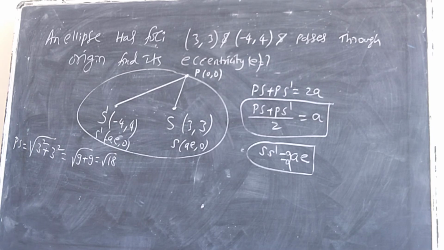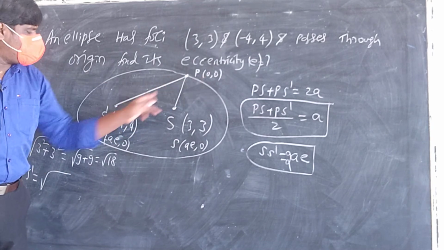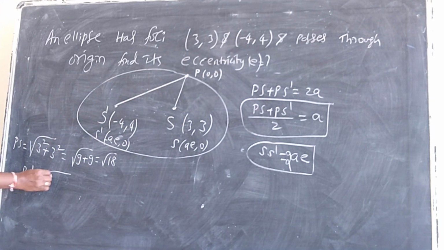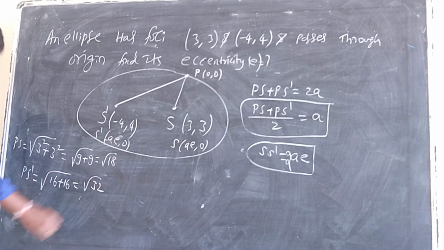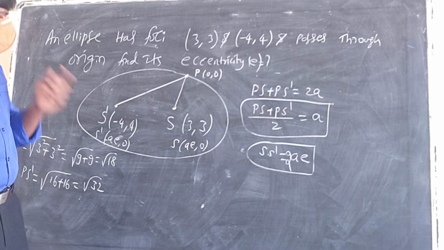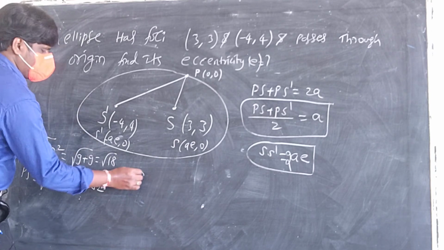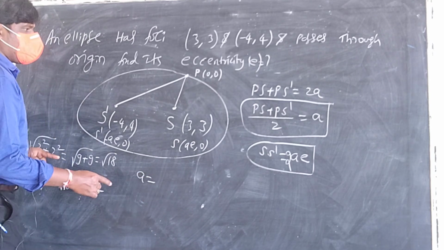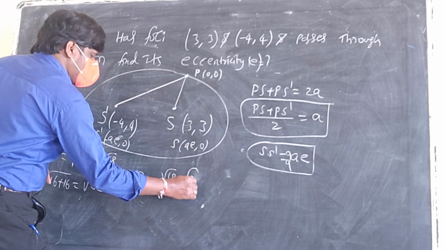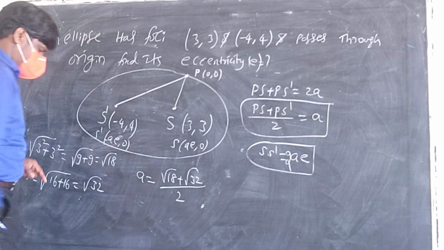So what will PS dash be? PS dash will be the square root of (x2 minus x1) whole square plus (y2 minus y1) whole square, with minus 4 square, that is 16, plus 16. So under root, how much do I get here? 32. So this is root 18, this is root 32, divided by 2. The A value I am getting is (root 18 plus root 32) divided by 2.